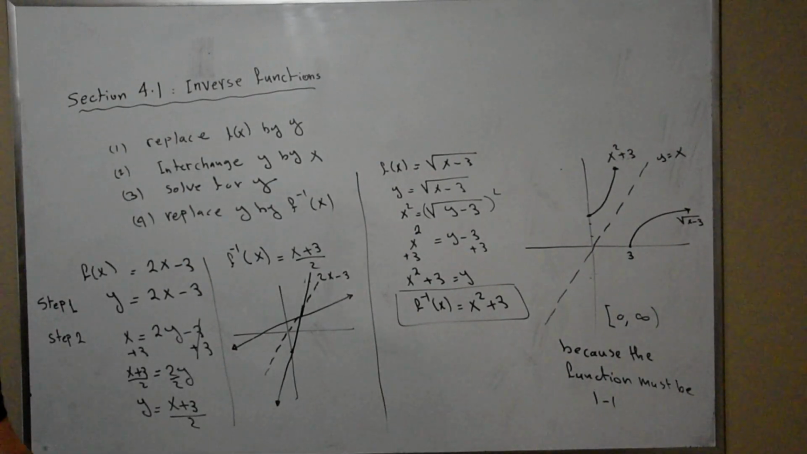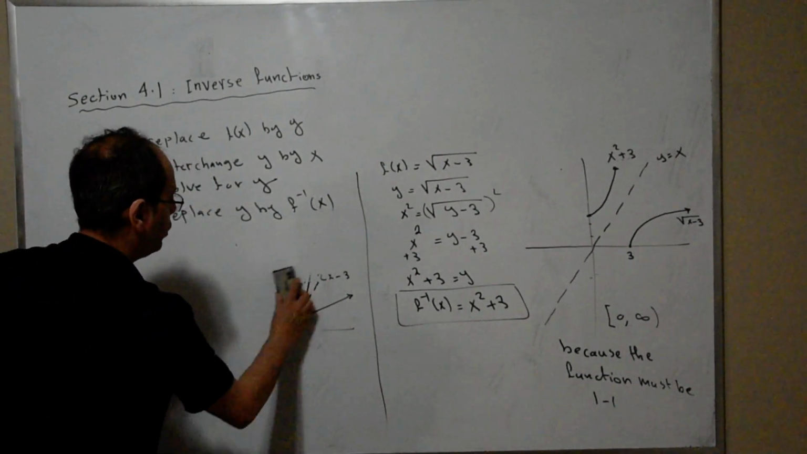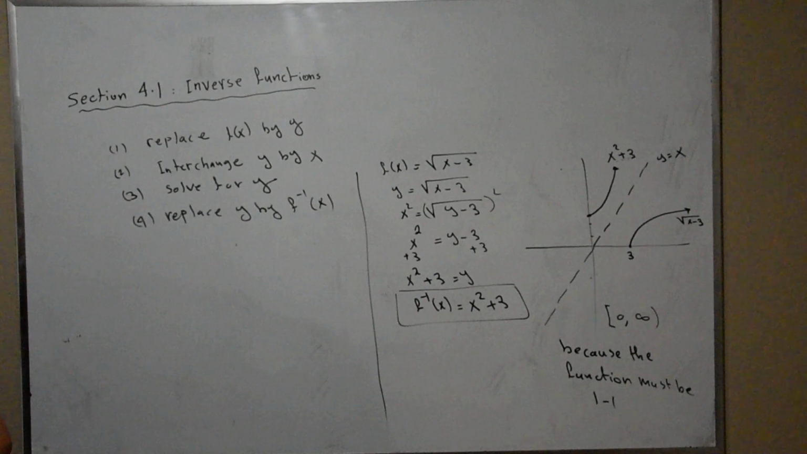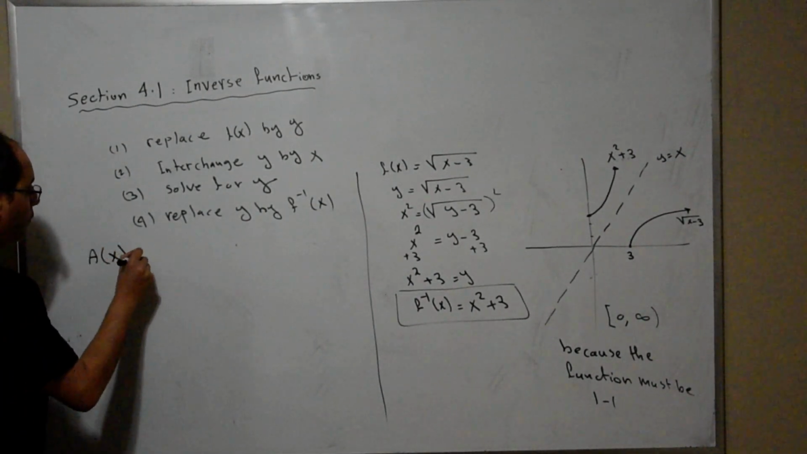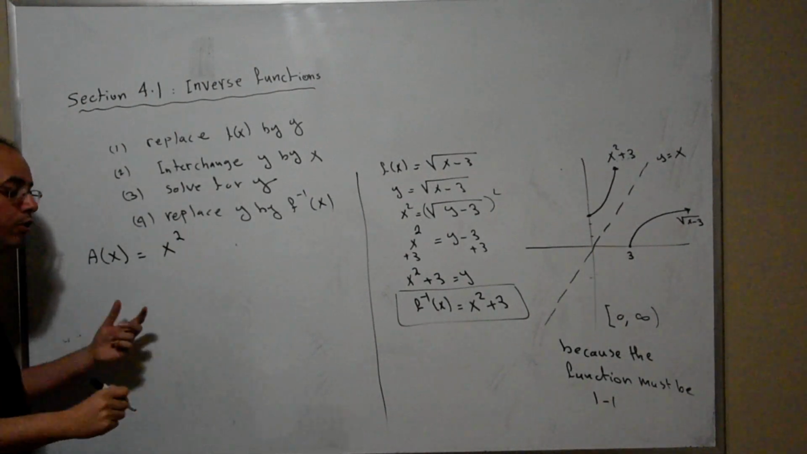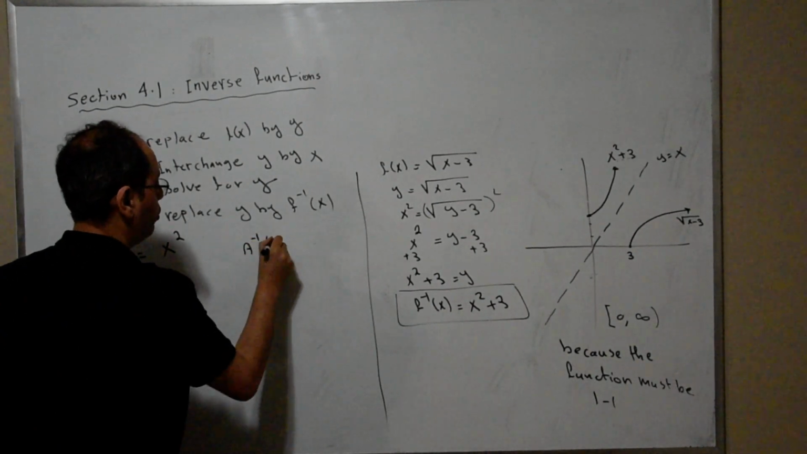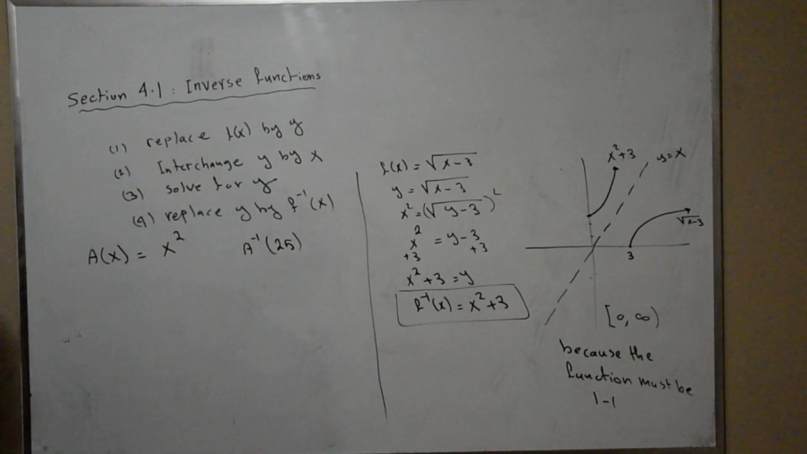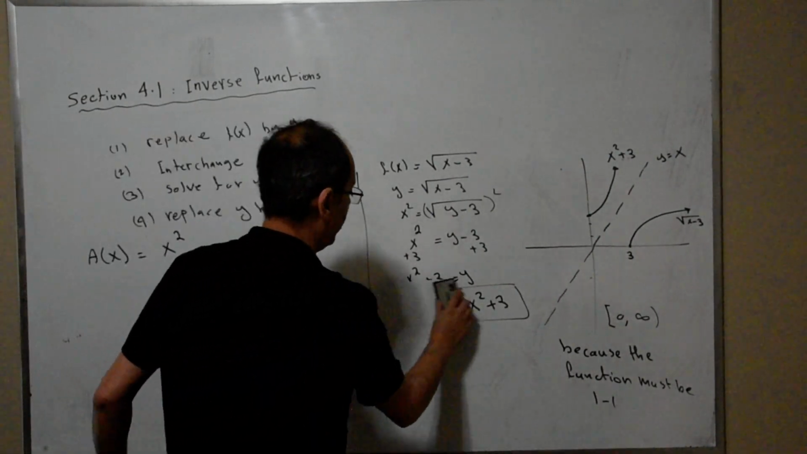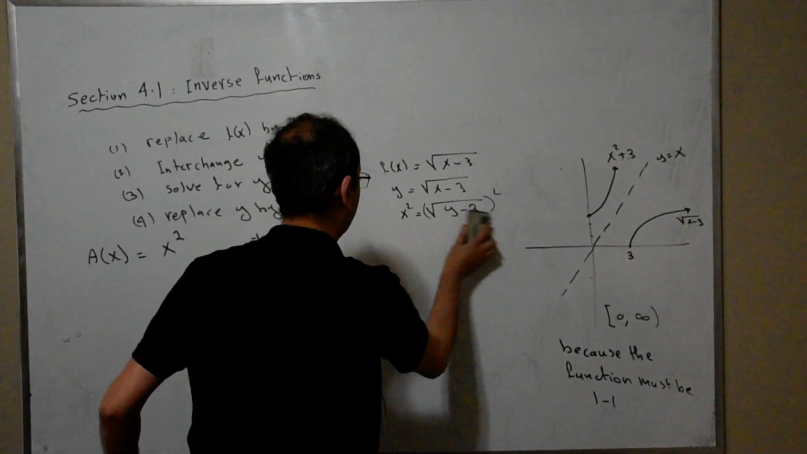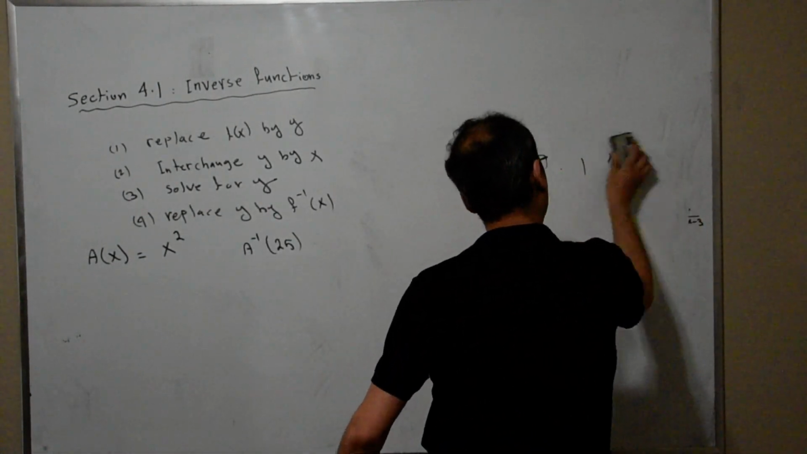And this is application 1. So again, we're going to find the inverse function for the area of a square. The area, A of x, is x squared. I want to find the inverse function and find A inverse of 25. Okay? So this function explains the area of the square.